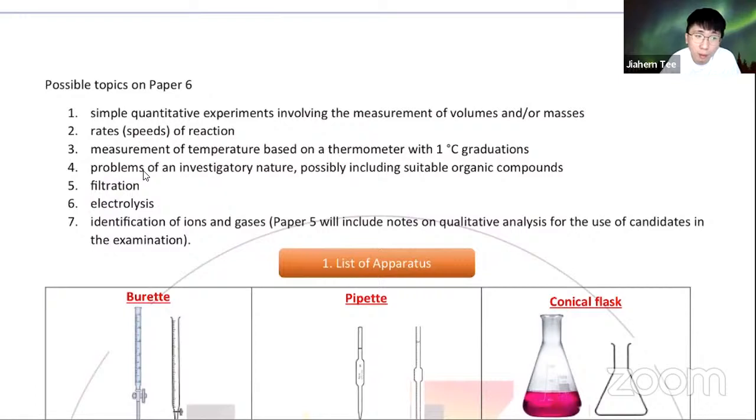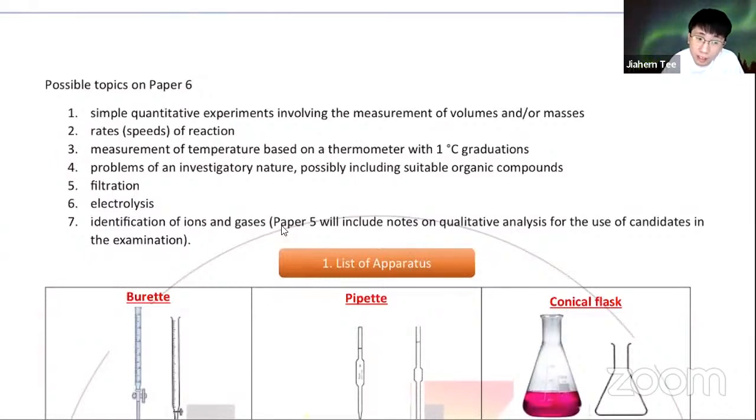Then number four, problem of investigatory nature, possibly including suitable organic compounds, which might involve a little bit of alkane and alkene, and some tests to differentiate alkane and alkene. You can use bromine water and so on. Number five, filtration, very straight to the point. Number six, electrolysis. Number seven, identification of ions and gases.